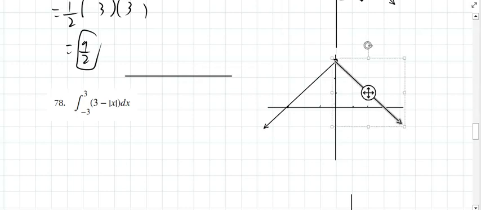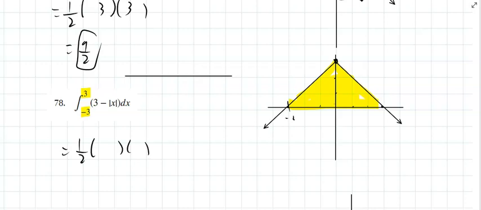And if I want to integrate from -3 to 3, we're talking about this area. Again, it's all positive, so that's simply 1/2 base times height. The base, I'm running from -3 to 3, that's a total of 6 units. And the height is simply 3 units, and that's 9.